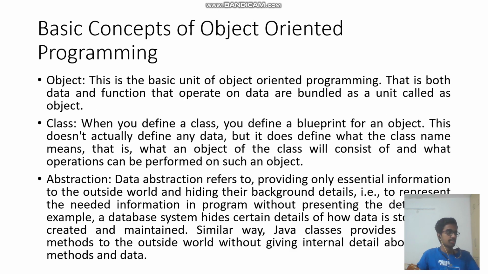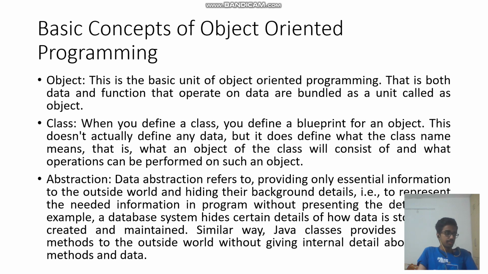Here are the basic concepts of object-oriented programming. Object. This is the basic unit of object-oriented programming. That is, both data and functions that operate on data are bundled as a unit and are called objects. Class. When you define a class, you define a blueprint for an object. This doesn't actually define any data, but it does define what the class name means. That is, what an object of the class will consist of and what operations can be performed on such an object.